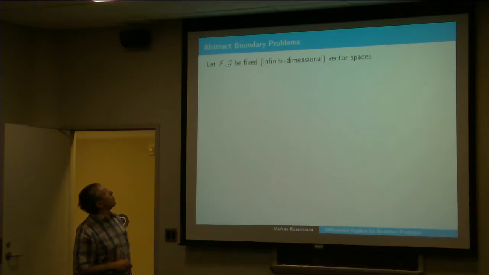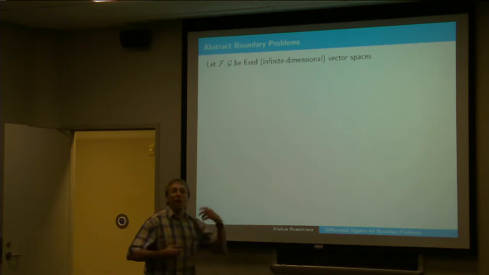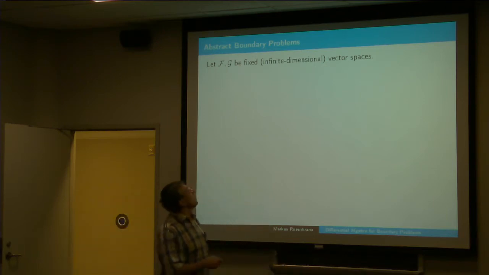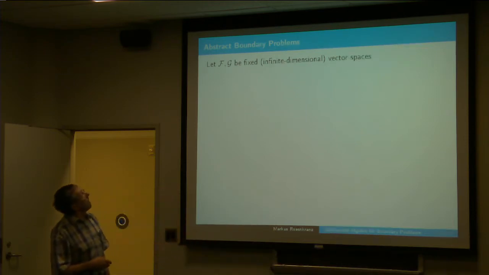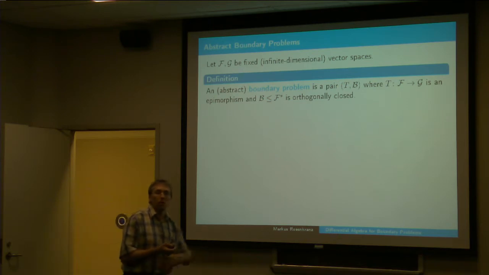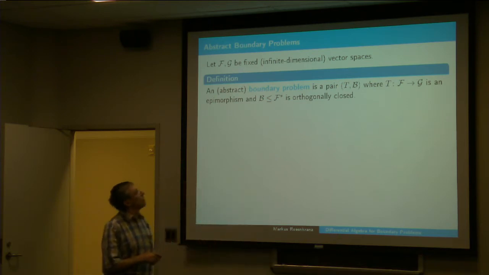So what's an abstract boundary problem? I take two vector spaces, and you should think of F as smooth functions, or if you prefer, holomorphic functions. So these are some function spaces, vector spaces, here just seen qua vector spaces. And then a boundary problem is simply a pair consisting of an epimorphism and an orthogonally closed subspace of the dual space.